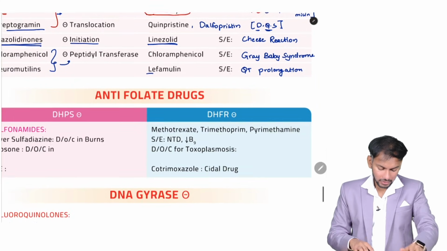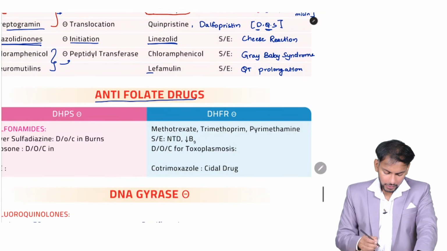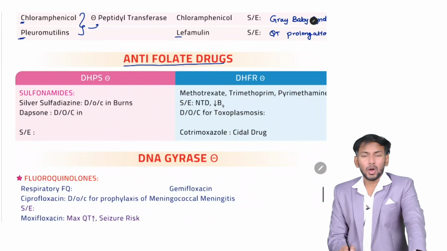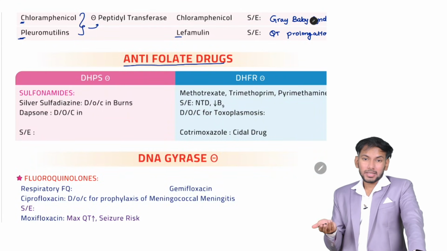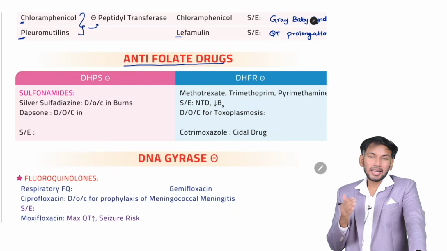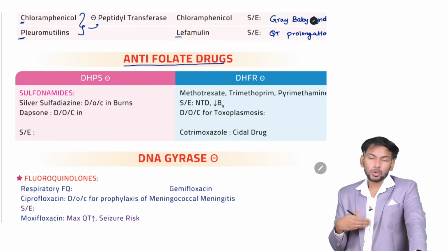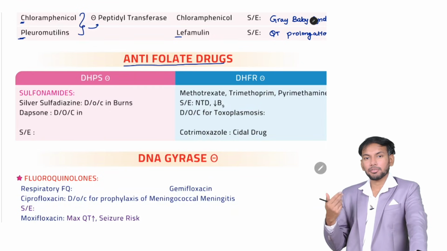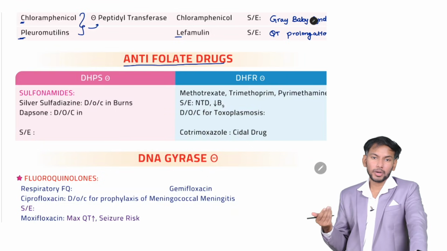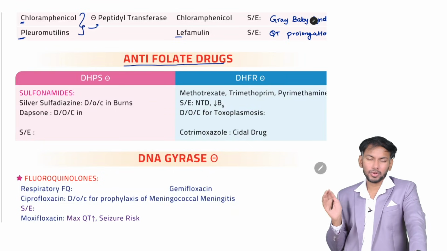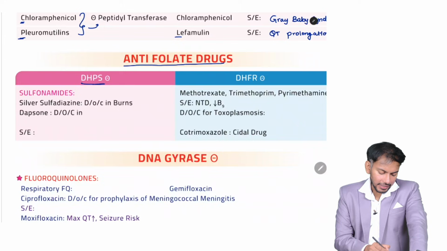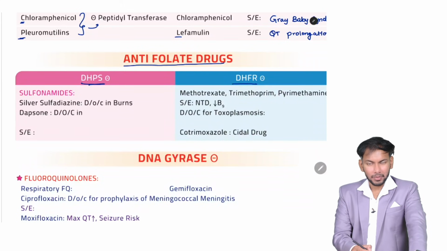Next, what is left? These are antifolate drugs. Now, how is the active form of folic acid formed? Pteridine plus PABA will combine together to form DHFA, and DHFA will form tetrahydrofolate or folinic acid. This is the active form. For formation of this, you need DHPS enzyme and DHFR enzyme.